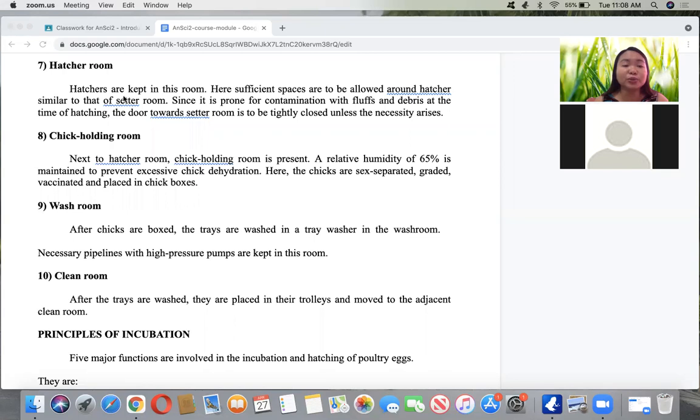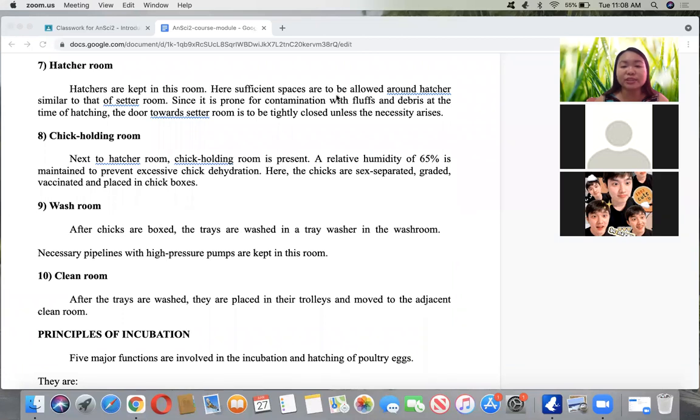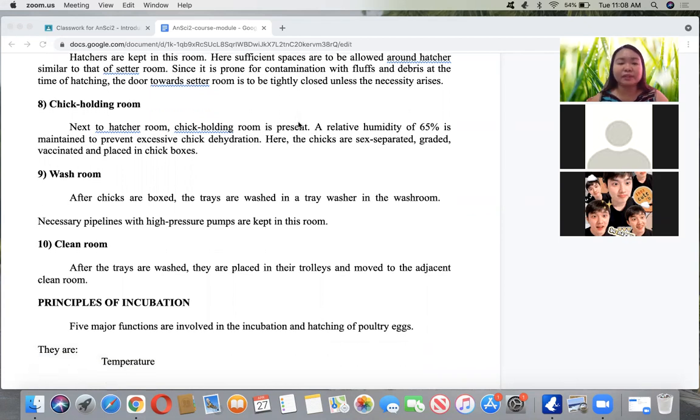So the hatcher room next is where the hatchers are kept, and there should be sufficient space around the hatcher, similar sa setter room. It is prone for contamination, with fluff and debris during the time ng hatching. So the door towards the setter room should be tightly closed unless necessary.